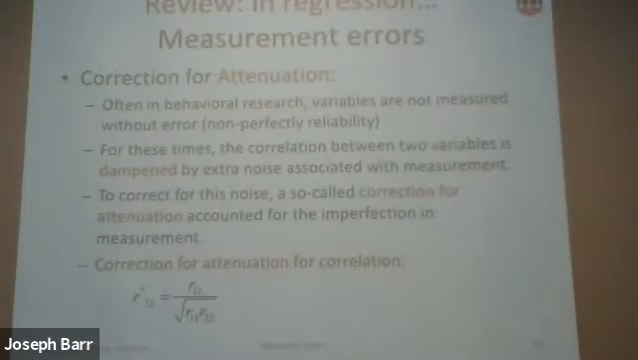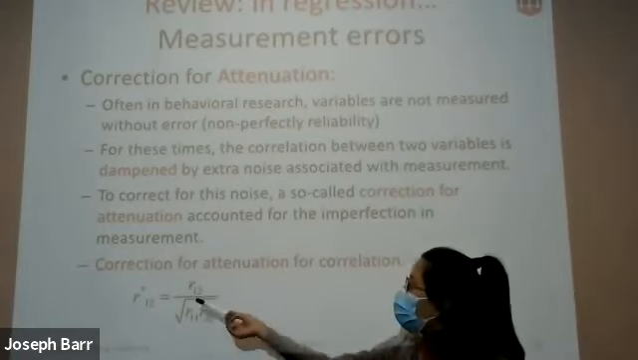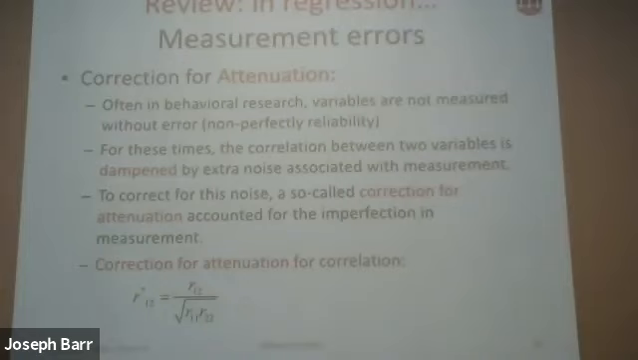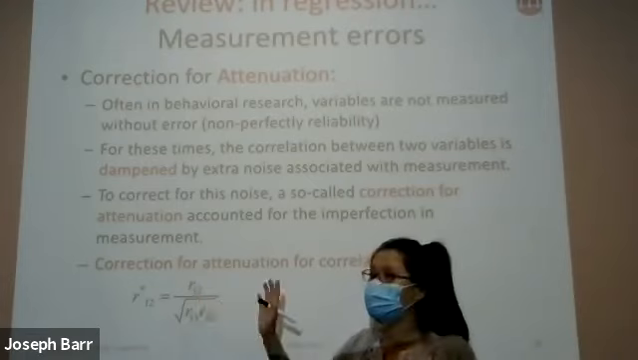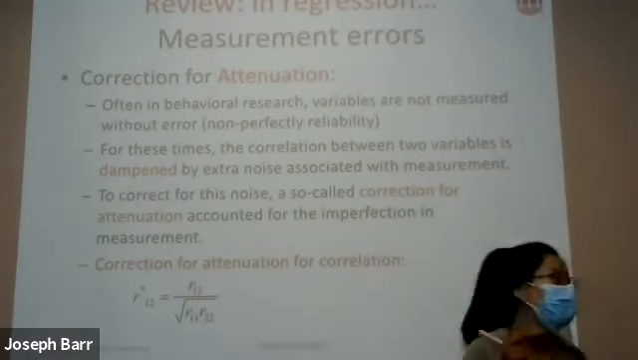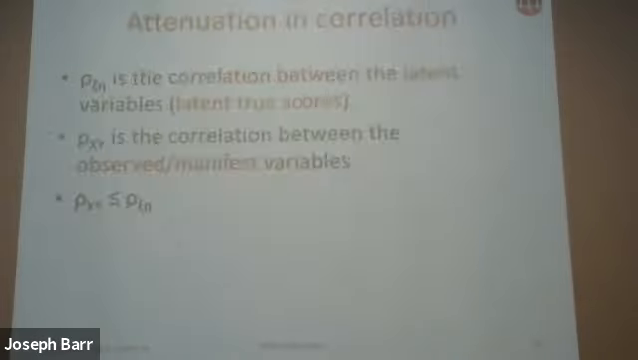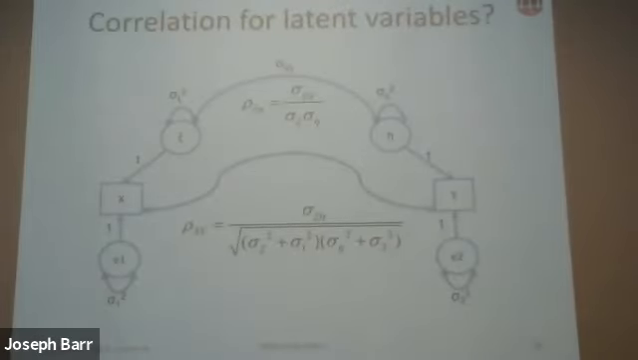And then people proposed to correct that. These slides are from my other course, the regression course. In that course, we have a formula to show the correction for attenuation of correlation. But in that course, I just gave you the formula. I didn't tell you why. The reason is here: we have to involve the measurement error part so that we know why.